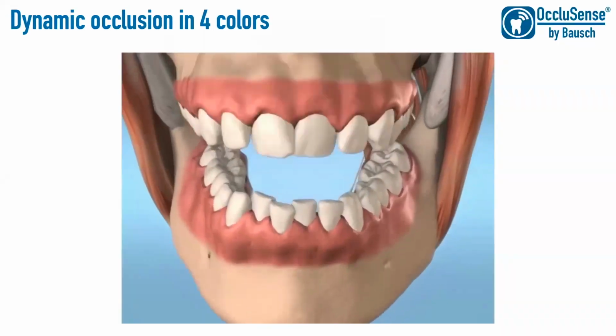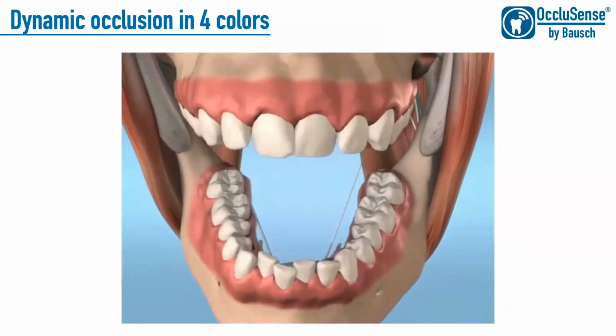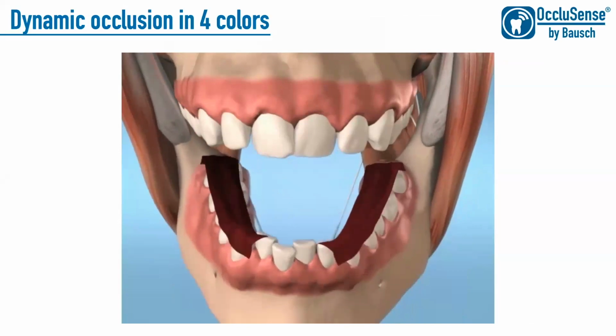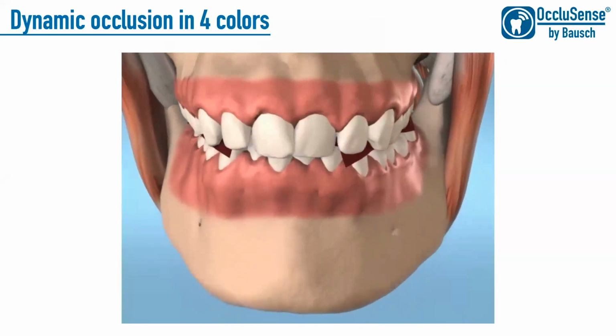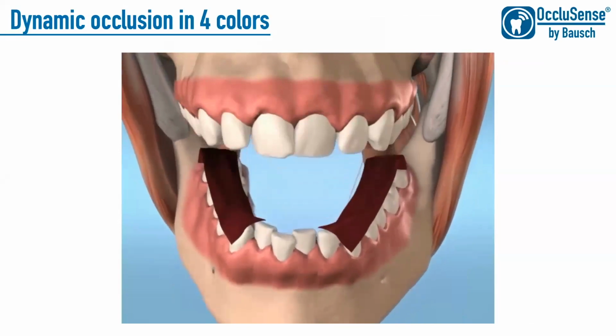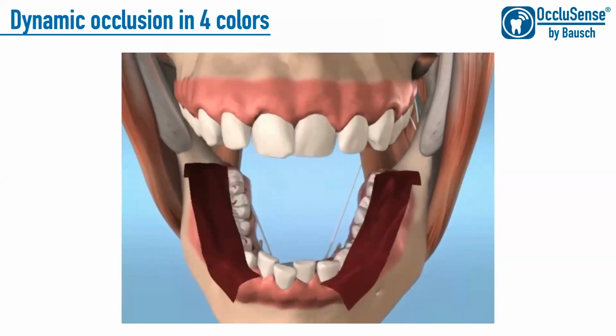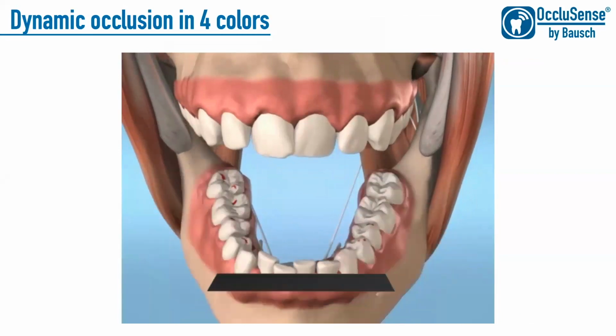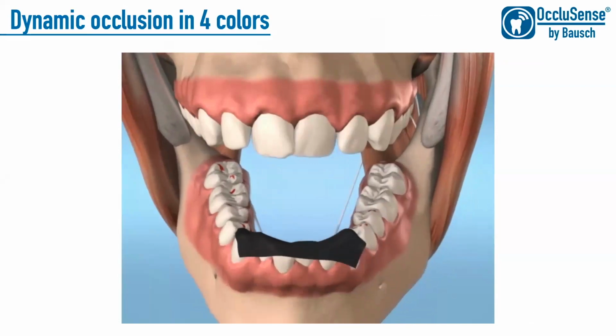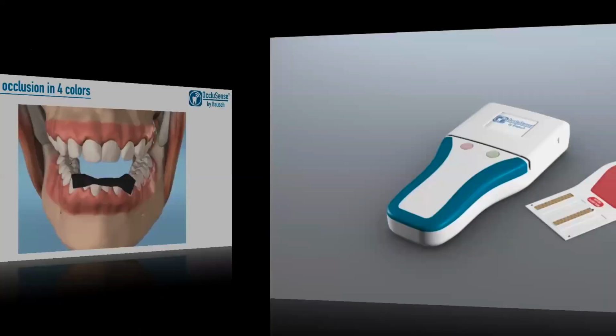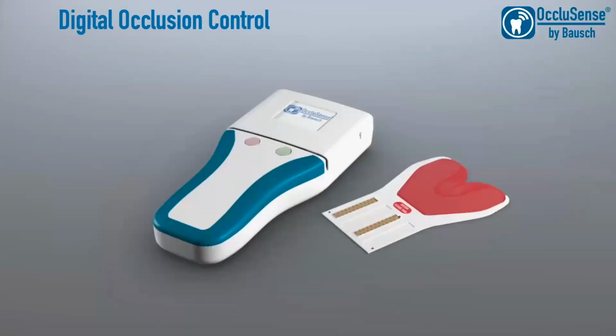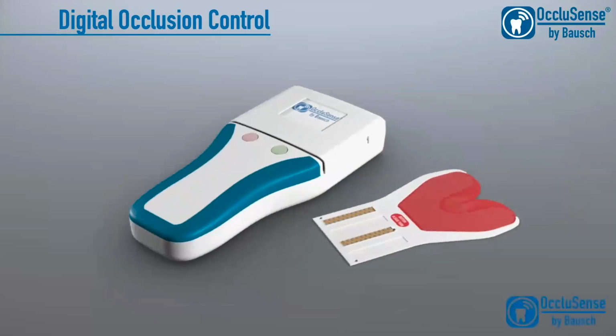And if we check occlusion in all 3 dimensions, we can primarily do this by using different colors. So in this video, you can see red being used for static occlusion, black for protrusion, and green and blue for lateral and mediotrusion markings. This is a very time-consuming matter, especially if you have to repeat the process. And that's exactly where OccluSense comes into play.